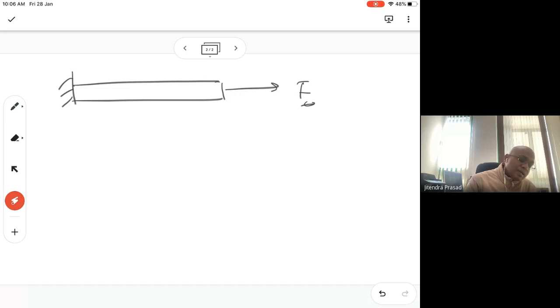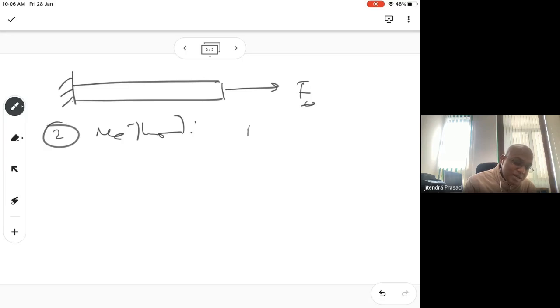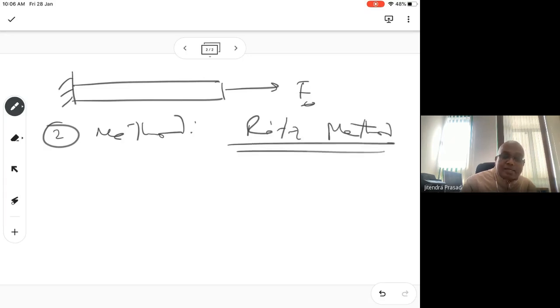Okay, we will repeat it and revise it more and more, but first let's complete the different methods. Earlier was Galerkin, the second method is the Ritz method. And this Ritz method is basically the same thing, but your formulation is different.